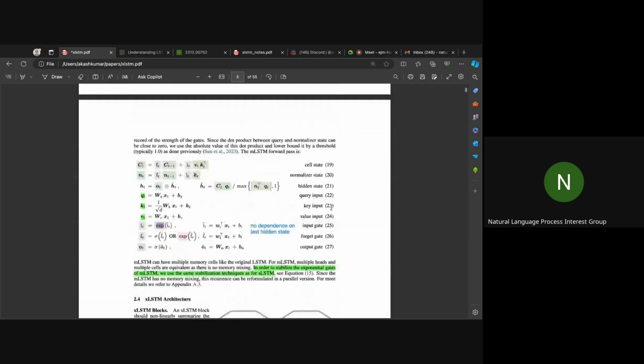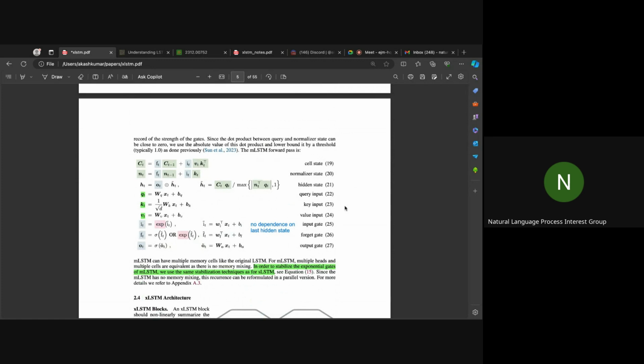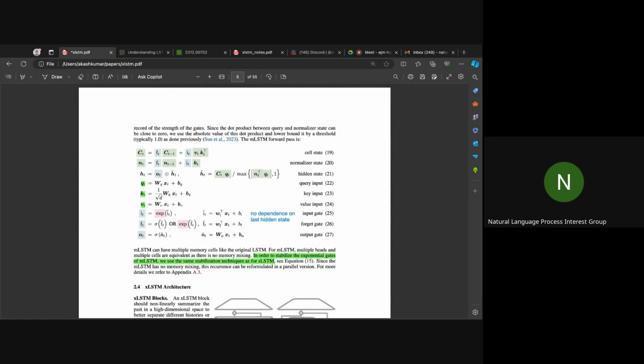So now they are trying to view the memory as a matrix, and that allows it to store information and patterns, and do reasoning over the interaction between the values that are stored within the cell state.